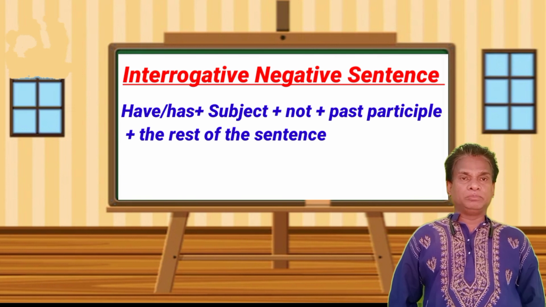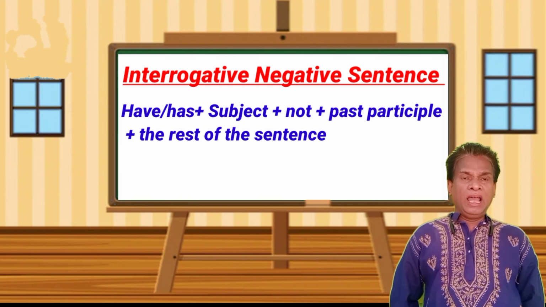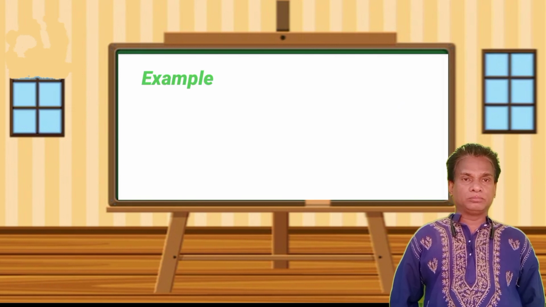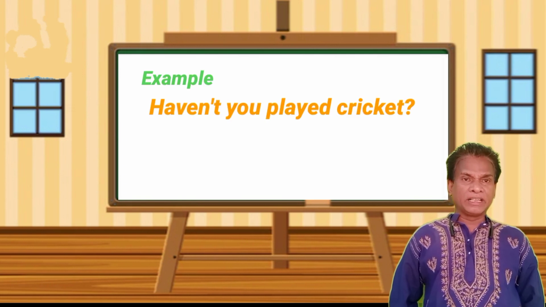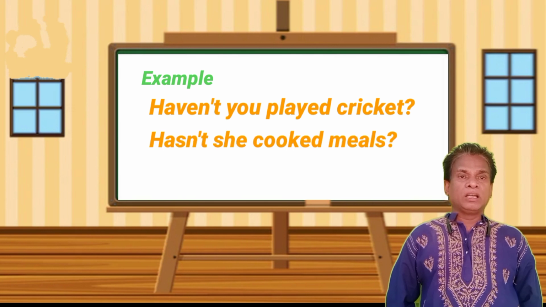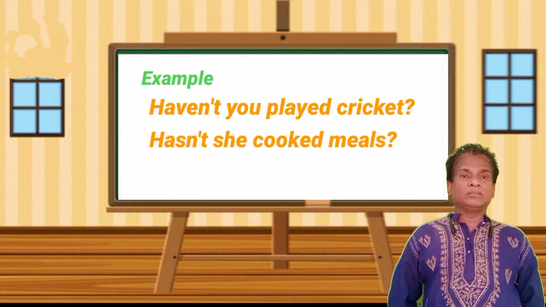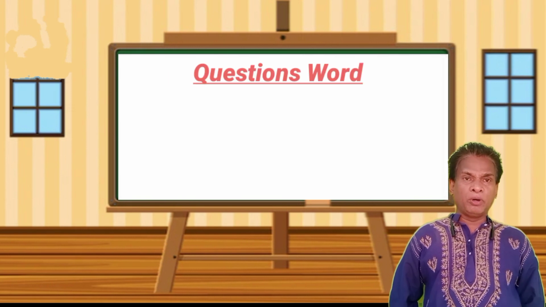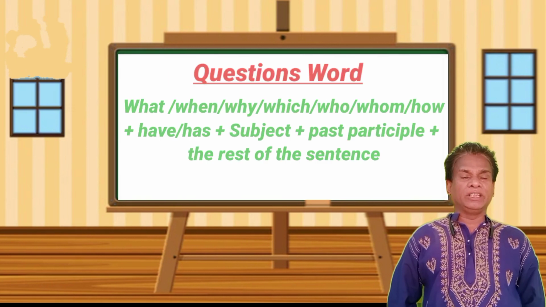Interrogative negative: has or have plus subject plus not plus V3 plus object. Haven't you played cricket? Hasn't she cooked meal? These are examples for interrogative negative sentences.